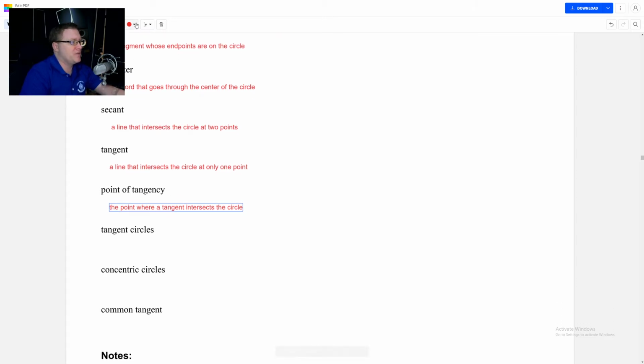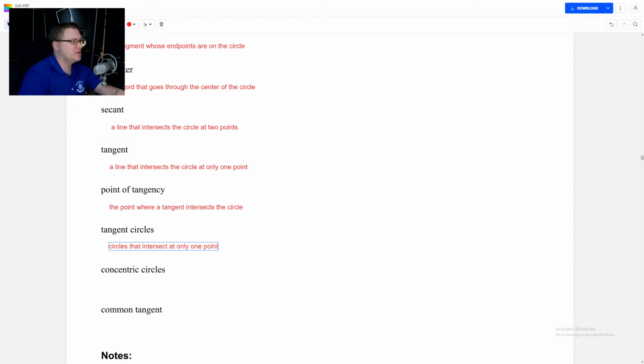All right, we have a few more words. All right, just 3 more. What are tangent circles? All right, tangent circles are circles that intersect at only 1 point.